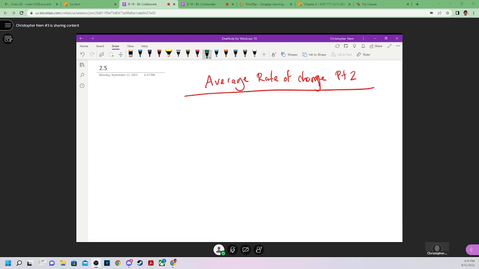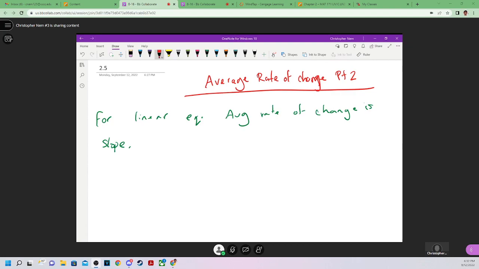So the key thing you need to know is with linear equations, average rate of change is the same thing as slope. For linear equations, average rate of change is slope. Now, when we're talking about different types of equations, like maybe a very weird curve, it is not slope. It is instead the slope of the secant line, to be precise.